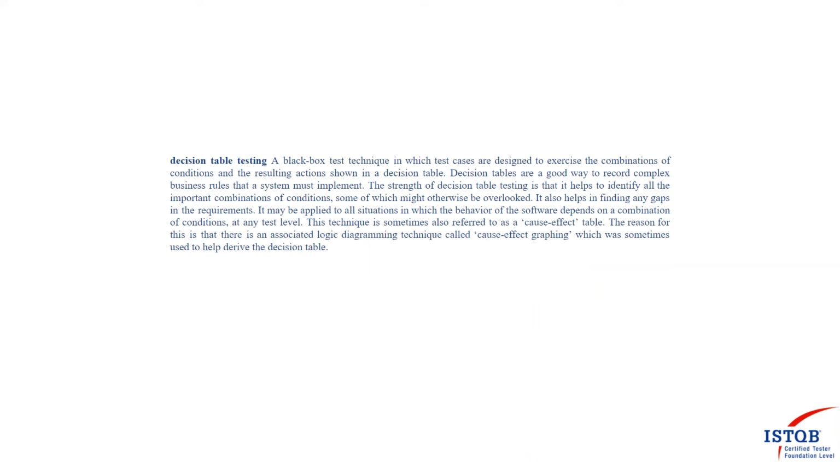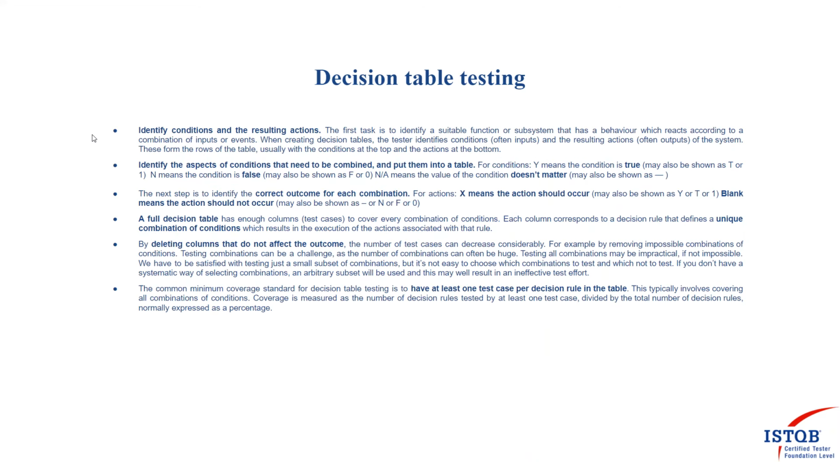Decision tables are a good way to record complex business rules that a system must implement. And we have 6 steps which we need to follow when we use the technique. Identify conditions and the resulting actions. Identify the aspects of conditions that need to be combined and put them into a table. Identify the correct outcome for each combination.